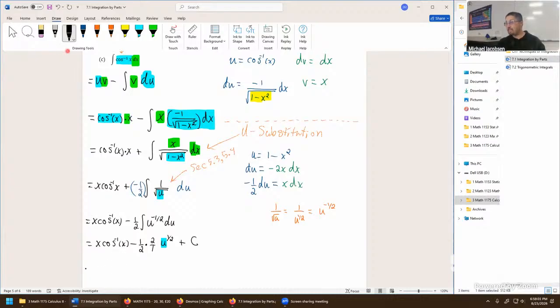Finally, all said and done, it is x cosine inverse. This simplifies to just negative. You could keep the power as 1/2 if you prefer. If you want to convert it to a square root, it looks more fancy, but that's just a stylistic choice. U was 1 minus x squared, so we'll throw that in. Add the constant c of integration. So all said and done, that's where the problem lands.